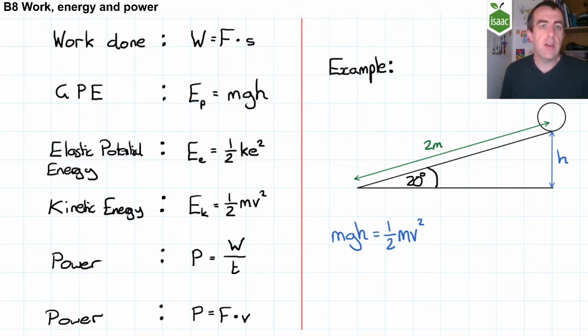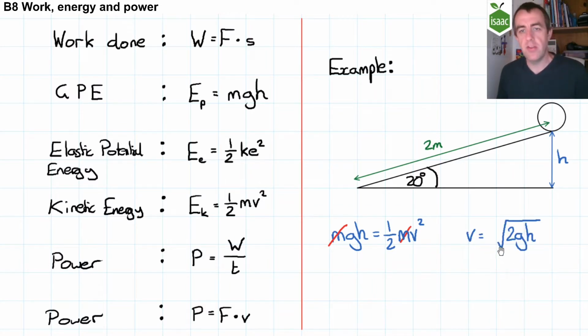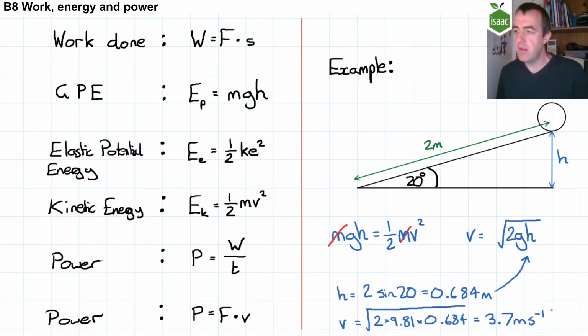So here is our equation, and we can cancel the mass, which is why that doesn't matter. So the speed the body will be moving when it reaches the bottom is the square root of 2gh. g is a constant, 9.81. h is what we need to find, and we can use trigonometry to do that. h is going to equal 2 meters multiplied by the sine of 20 degrees, which is about 0.684 meters. This can then be substituted into the equation to find the speed, which is about 3.7 meters per second.